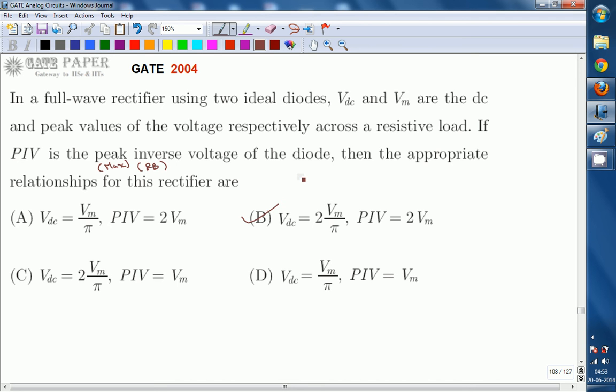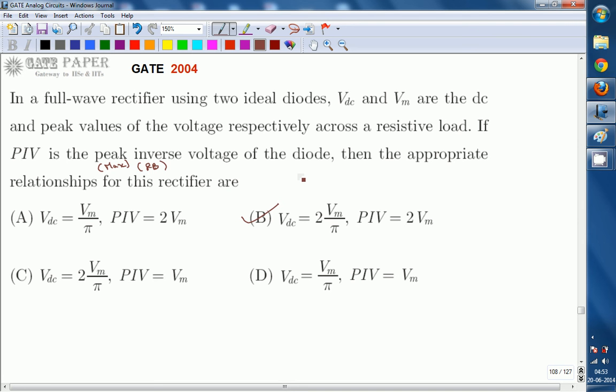For the given circuit, the PIV specifies the maximum voltage that may appear across the diode under reverse bias, so that the diode you are going to use should tolerate that much voltage and should not break down at that voltage level. So while choosing a diode for the given full wave rectifier circuit, you must first check whether its breakdown voltage is greater than 2 Vm or not.